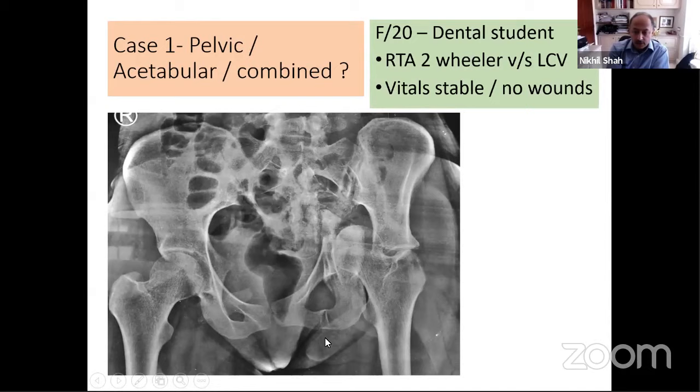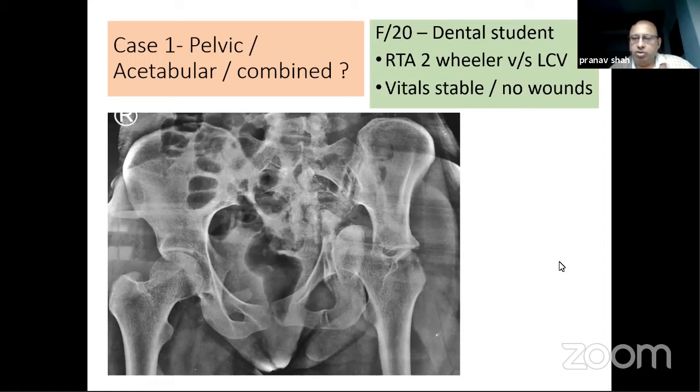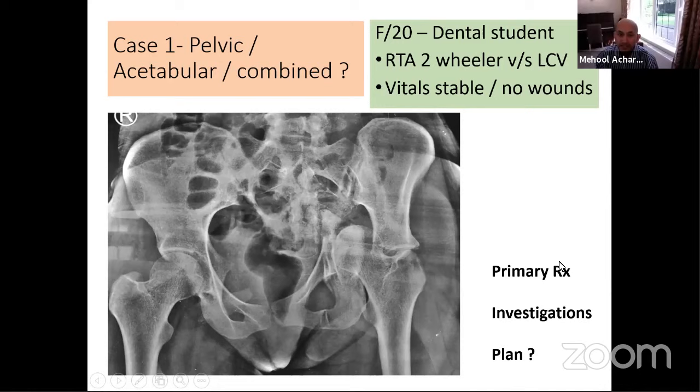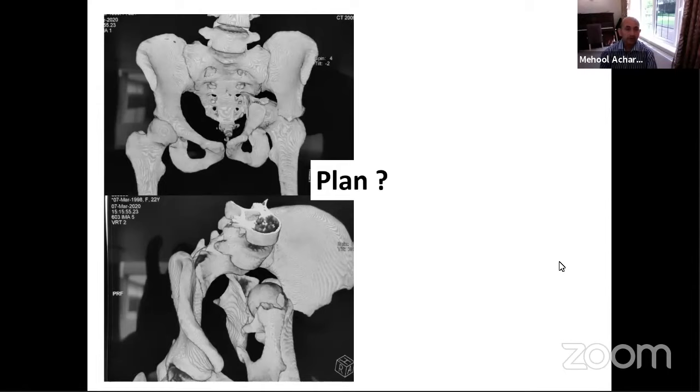Okay. So we do have additional imaging. This is it. Mehul, what do you read from it? It's one of your combined pelvic acetabular injuries. Sorry, the question was, do I think this is a combined injury? Is that right? Yes. Yeah, so again, I was more convinced about it being a combined type of injury when I, oh, okay, here we go.